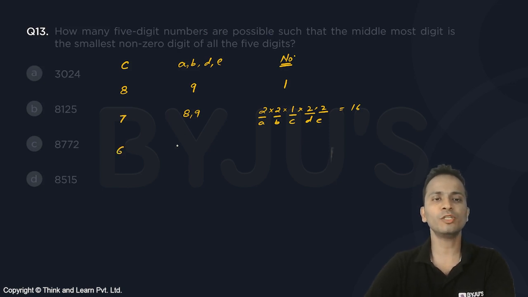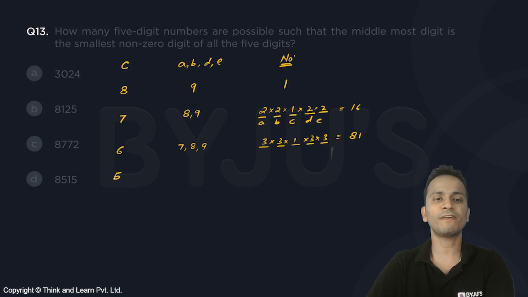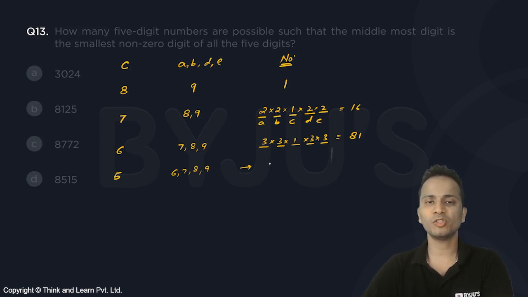Similarly, when C is equal to 6, the values of A, B, D, and E can be 7 or 8 or 9. Similarly, here the answer will be 3 into 3 into 1 into 3 into 3, so that is 3 raised to the power 4, which is 81. Now you can observe a sequence of numbers that is forming. So when C is 5, there can be 4 different possibilities for A, B, D, or E, that is 6, 7, 8, or 9. And the number of numbers will be 4 raised to the power 4, that is 256.